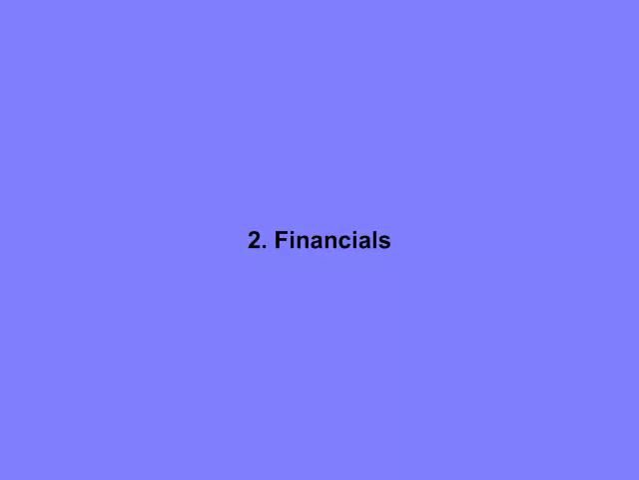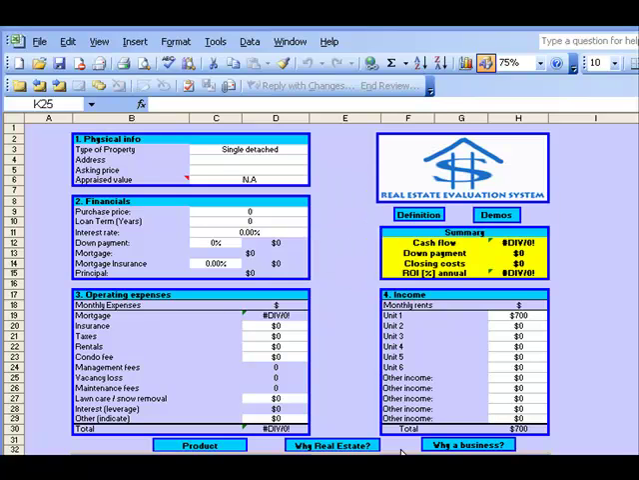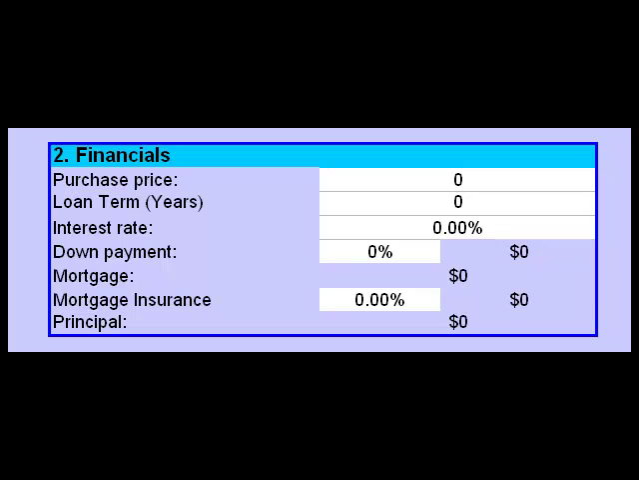Financials. You'll be required to enter the purchase price, the amortization loan term, interest rate for the loan, and down payment. The mortgage will self-generate based on these items. The mortgage insurance is next. Depending on your down payment amount, the insurance percentage is entered here.